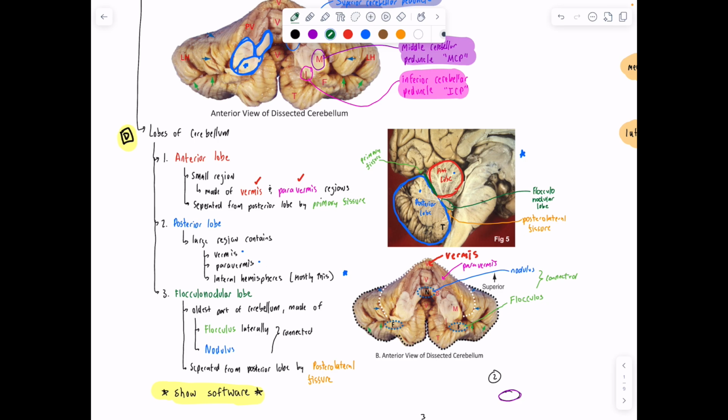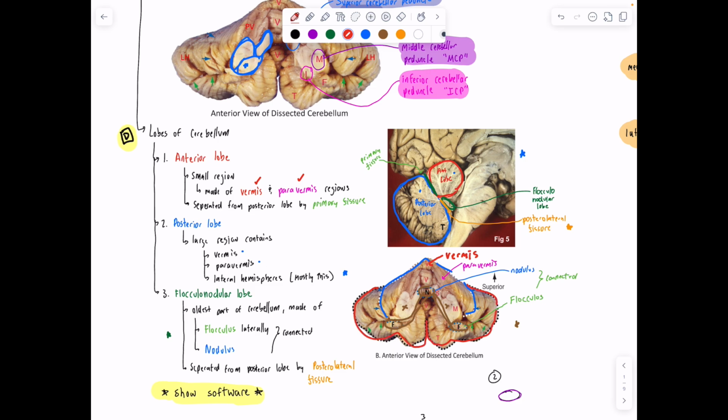Then we have our final lobe, which we're familiar with from the vestibular system, the flocculonodular lobe, and it is separated from the posterior lobe by the posterolateral fissure. Okay, this diagram right here is an attempt to show all the lobes. We have the flocculonodular lobe, and these are actually connected to each other, but you can't see it because your peduncles are in the way. So the flocculonodular lobe is connected. Then we have the tiny anterior lobe, and then the large posterior lobe.